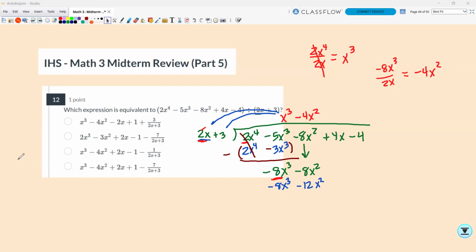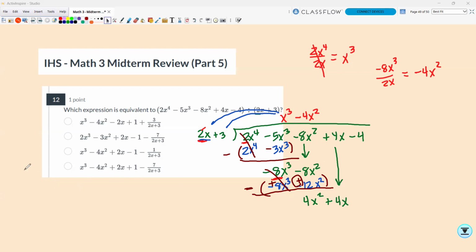We want to subtract downward, meaning that the signs will switch. This will be a plus, this will be a plus, those cancel. So we have negative 8 plus 12, which is 12 minus 8, which is 4. So you'll have 4x squared. Bring down the next term, you get 4x. And repeat that process again.